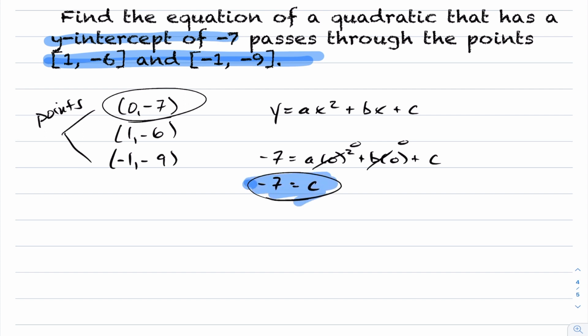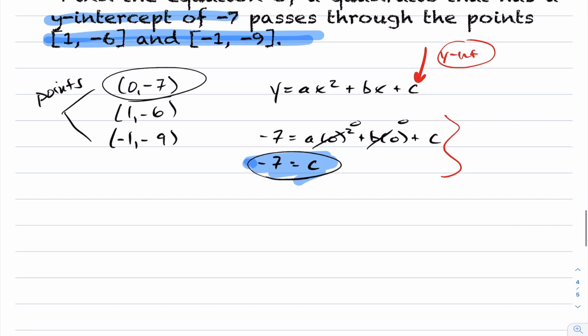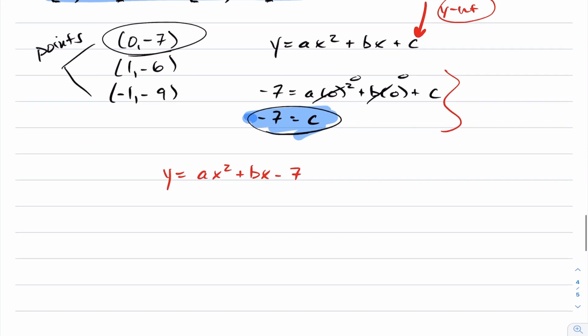Okay, and that's a property of standard form. Your c value, your constant term, that's always going to be your y-intercept. So when you see that you have a y-intercept of -7, you can just change the c value to -7 right away. But this is the math behind it and why that's the case. Okay, so now I have a quadratic where we've already found one of the 3 variables, y equals ax squared plus bx minus 7. So now I want to find the other 2 values here.